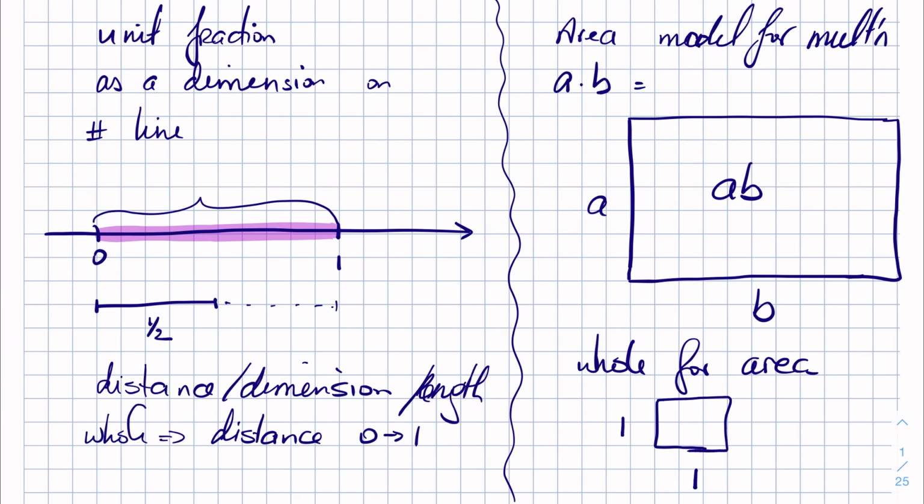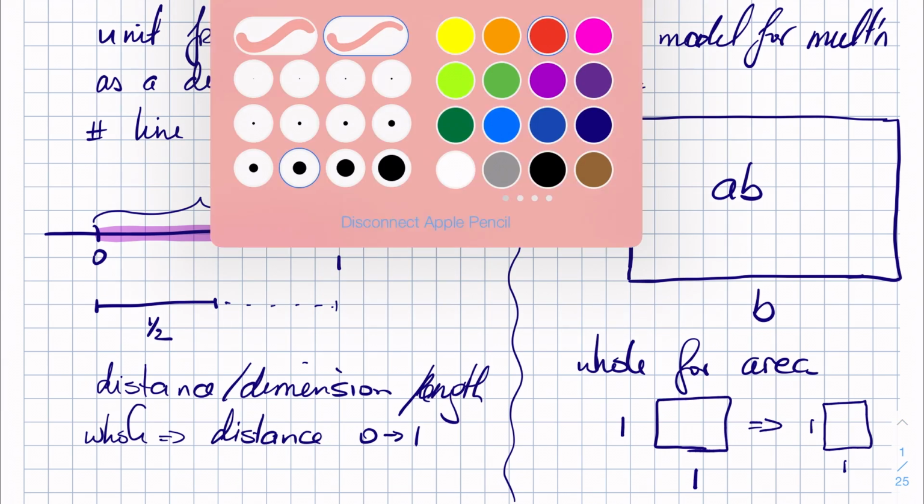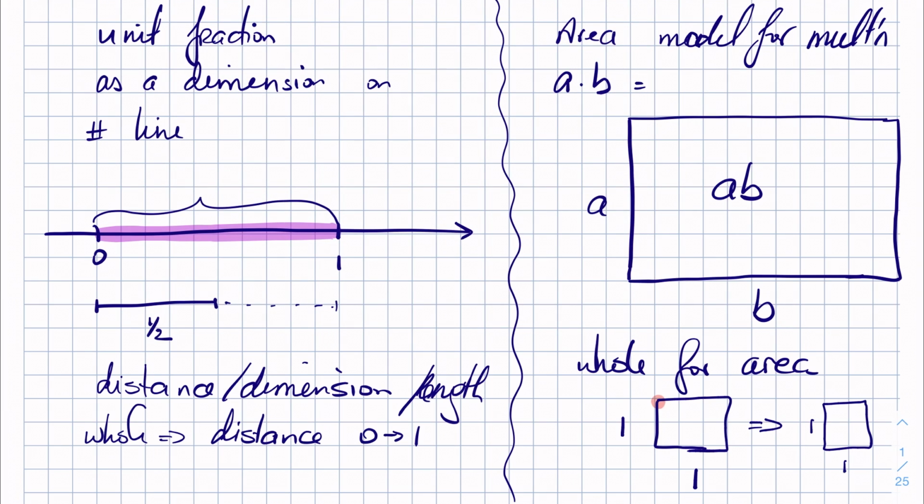And generally when we're measuring in centimeters or inches, the 1 inch is the same as the other inch. So often when we're actually physically measuring, our area is the 1 by 1 square. But if the vertical was measured in inches and the horizontal was measured in feet, it would be a rectangle, but it would still be a 1 by 1 rectangle. So the whole for the area is going to be a 1 by 1 rectangle. So the whole for the unit fractions, when we're talking about lengths, is a distance from 0 to 1, and the whole for the area model is going to be a 1 by 1 rectangle.